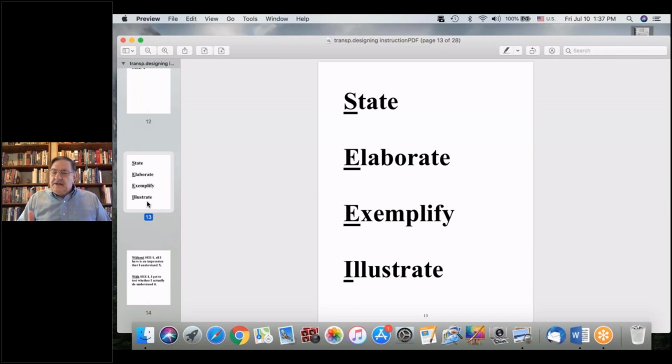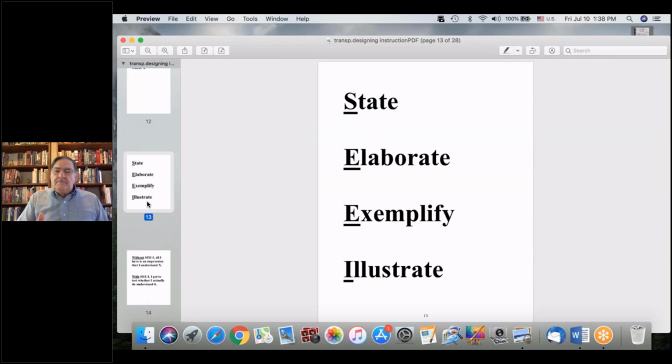Then I exemplify, meaning I give a good example. Not just any old example, but a good example. And then I illustrate, where an illustration here is meant not as an example, but as a comparison. Something that it's like, a metaphor, a simile, sometimes a picture, or a picture in words. Again, I'm not going into these in any detail at all.